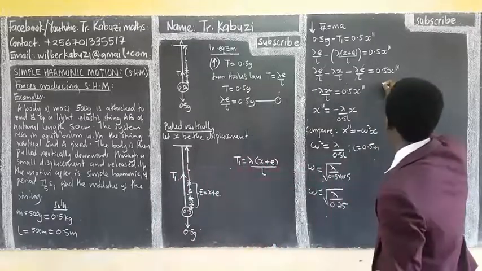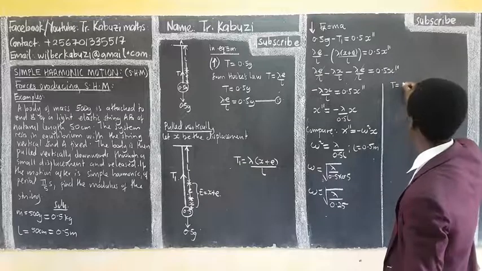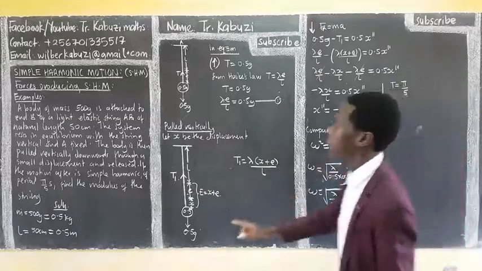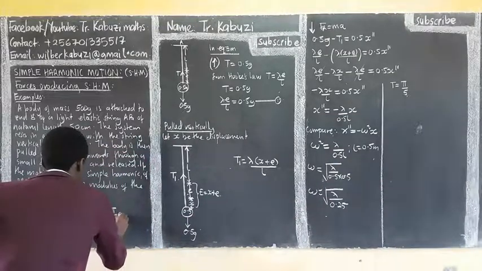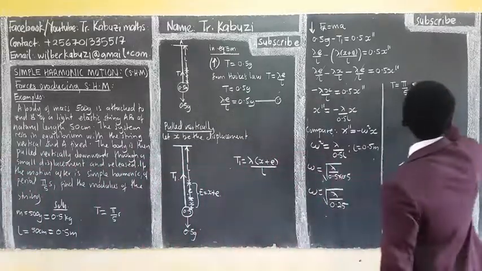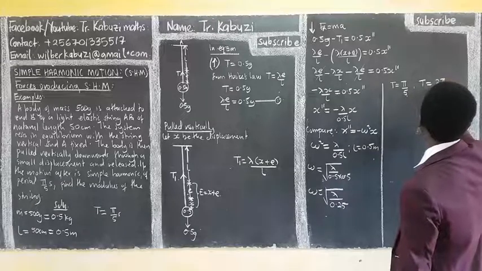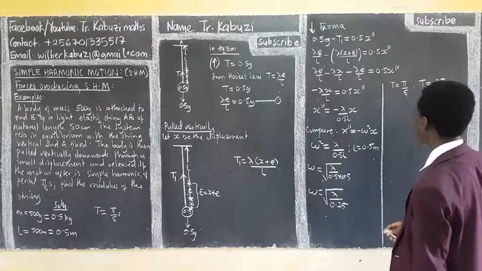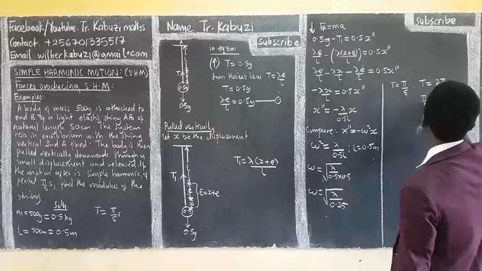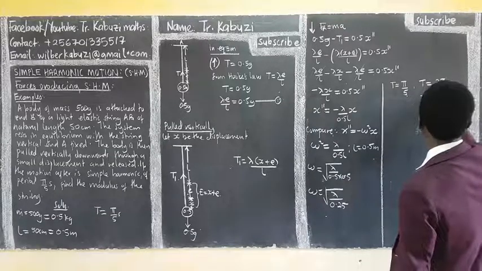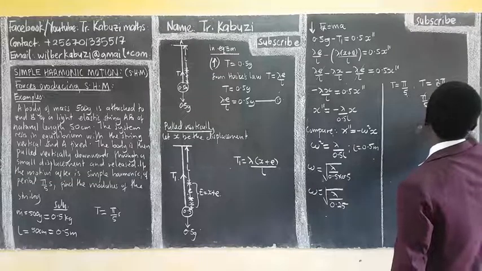Now I come back and recall that they gave me the period. They told me that my period is equal to pi over 5 seconds. I know that period is always equal to 2 pi over omega. So if I want to get omega, pi over 5 equals 2 pi over omega. So this is going to cancel with this, and my omega is going to be 10 rad per second.